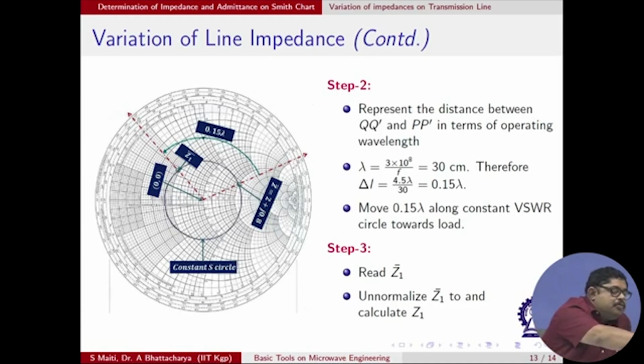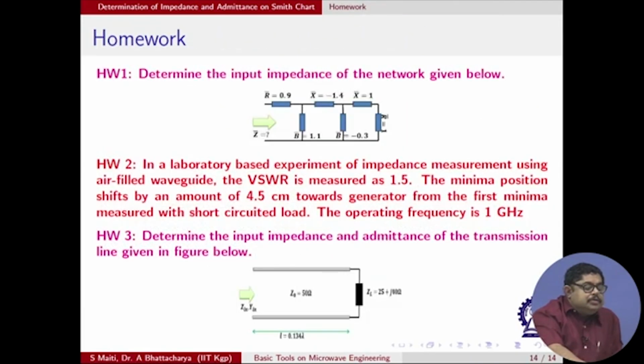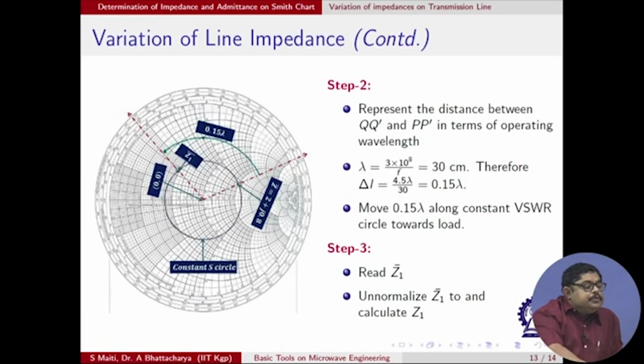Then you connect this, because actually you are moving on the constant VSWR circle, though I am reading from the outer boundary. So on the constant VSWR circle I have come to this point, and if I read the resistance and reactance values here, then my job is to unnormalize them. By this we can find the line impedance.